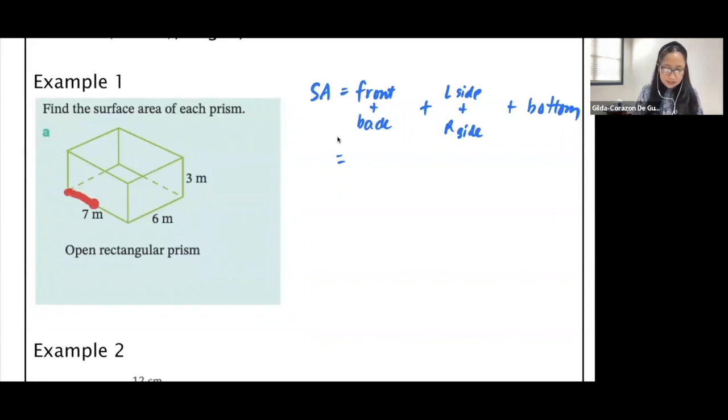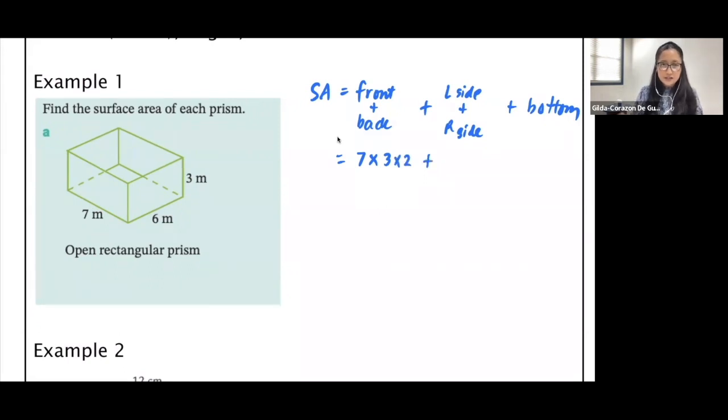Well, this one says it's 7 by 3. And from our lesson yesterday, we said that the area of a rectangle would just be the length times the width. So that's 7 times 3. But then it would have the same area as the back. And therefore, we just times it by 2, right?